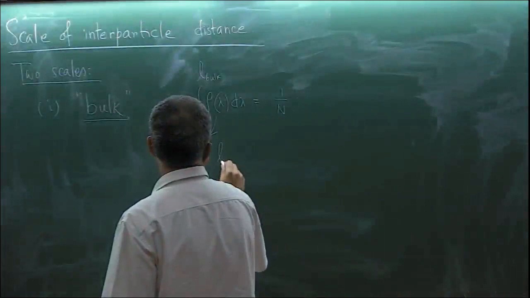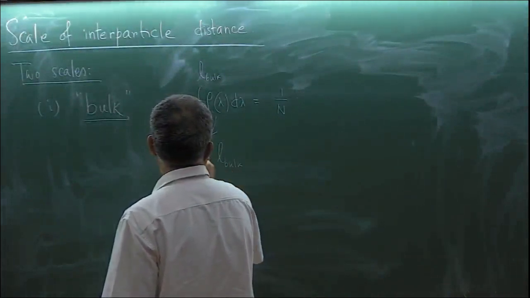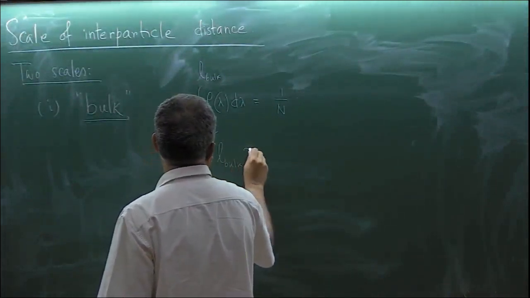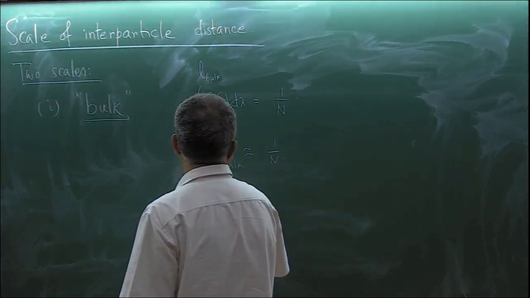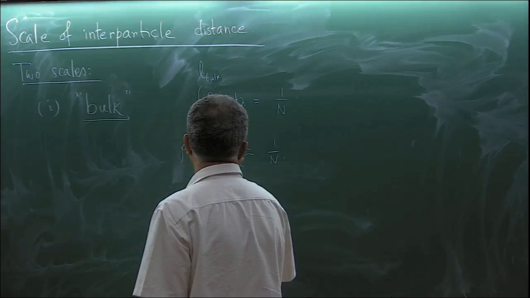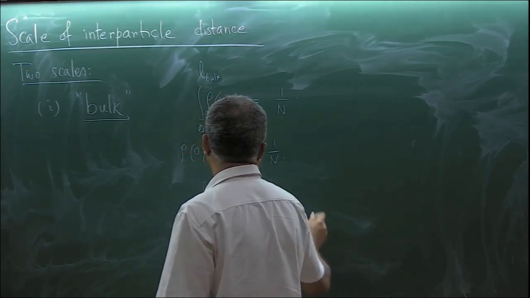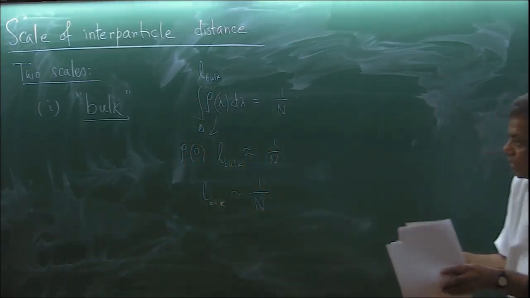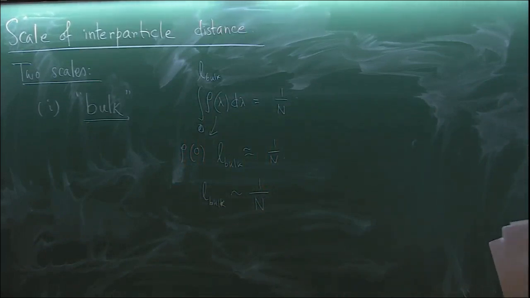So effectively, if you do this integral, L bulk, this is a constant, you don't care. So essentially it goes like order 1 over n. That means near the trap center, the typical separation between the particles is of order 1 over n.